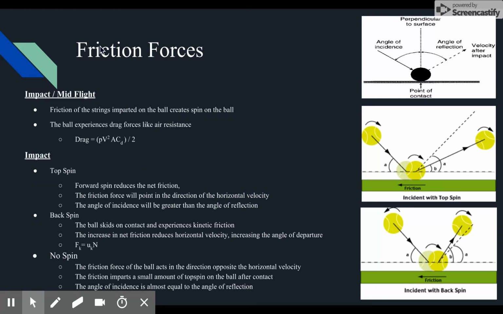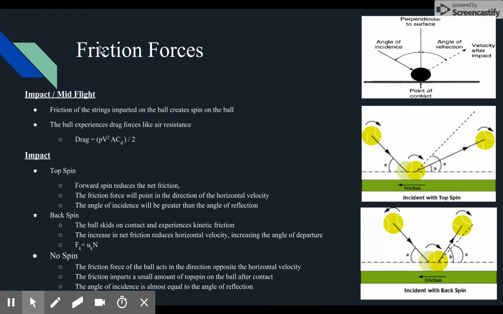For backspin, the ball skids on contact and experiences kinetic friction. The increase in net friction reduces the horizontal velocity, increasing the angle of departure, and this kinetic friction can be calculated using the formula frictional force equals mu k times the normal force.